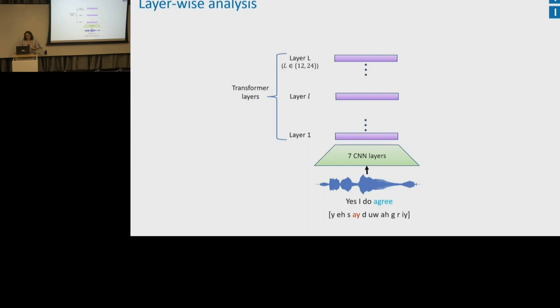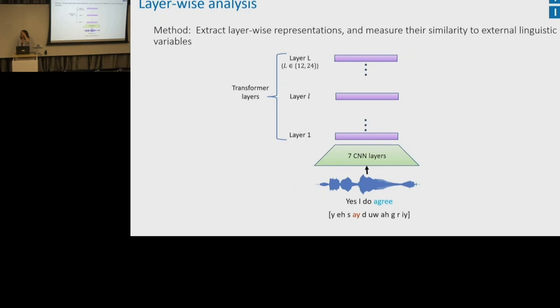So we're going to do a layer-wise analysis, and most of these models have a pretty similar structure. They start with a speech signal that has some corresponding transcription, which I can write either in terms of words or in terms of a phoneme sequence. And then that signal is passed typically through some number of convolutional layers, and then some number of transformer layers, which for many models is either 12 or 24. Okay? So the first thing we'll do is we'll extract representations from each layer. And then to measure the information content in each layer, we'll measure their similarity to some external linguistic variable that we care about.